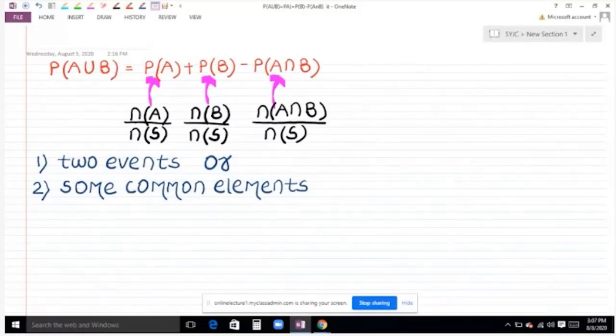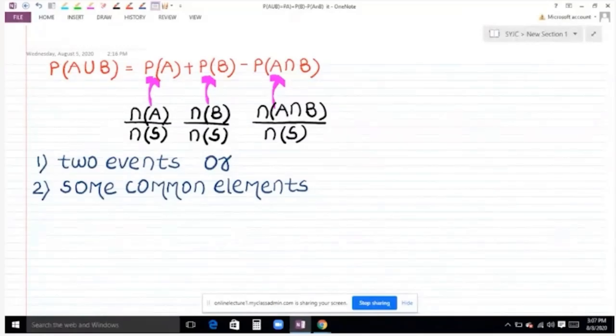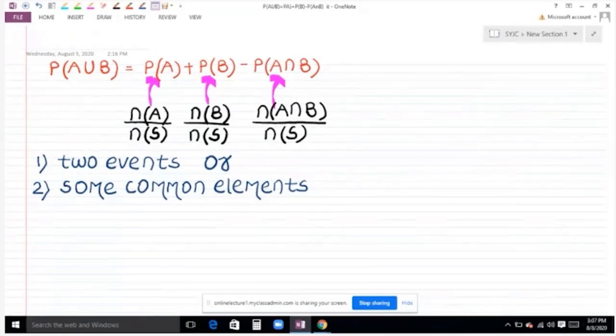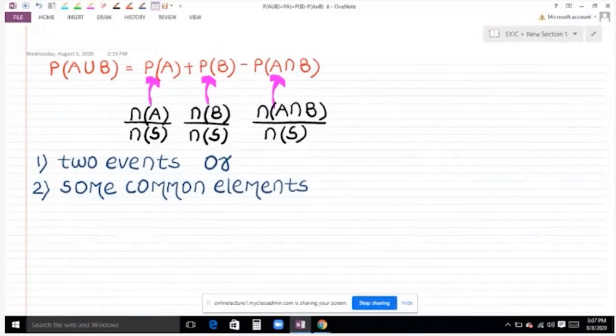If these two conditions get satisfied, then and only then can we make use of the addition theorem. But if any one of the two conditions does not get satisfied, then it is not possible to make use of the addition theorem.